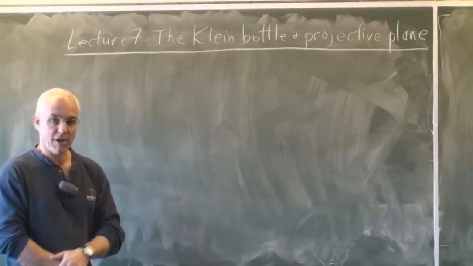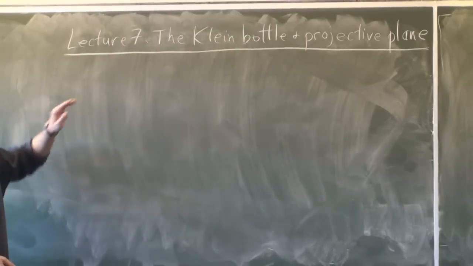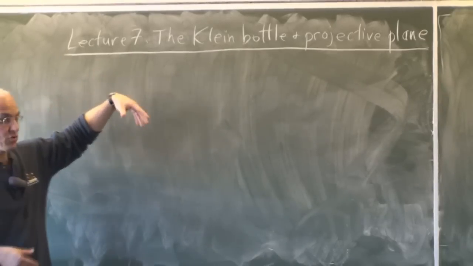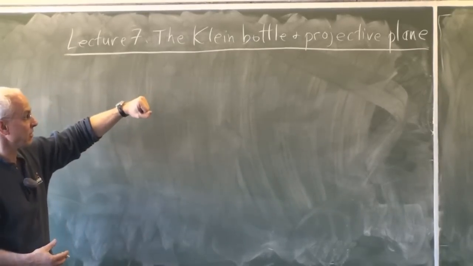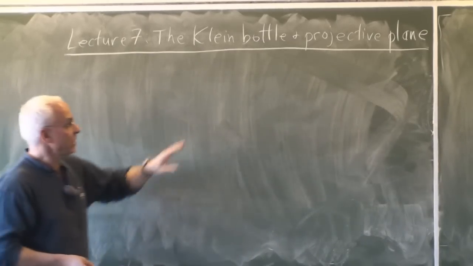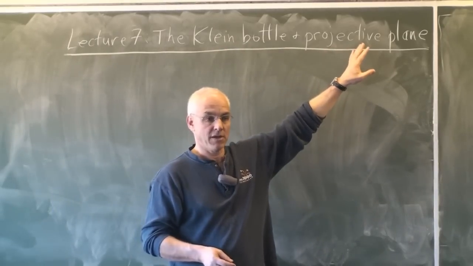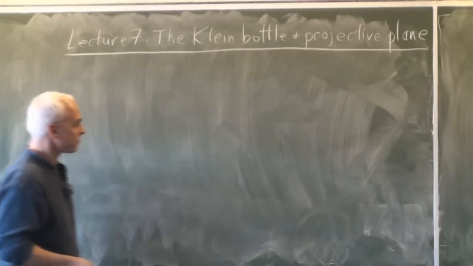Last time we talked about the Mobius band in the context of a non-orientable surface. Today we're going to talk mostly about two important non-orientable surfaces which don't have boundary, the Klein bottle and the projective plane. The Klein bottle is a bit of a curiosity. The projective plane is a really fundamental object in mathematics.